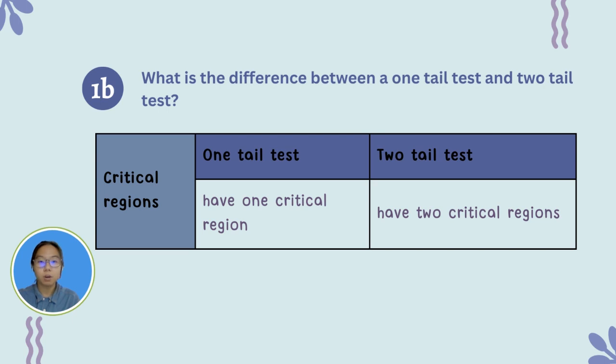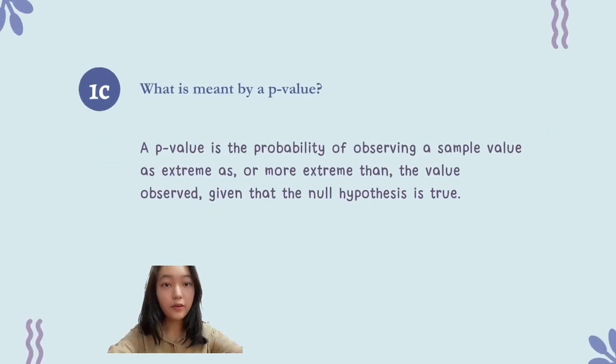Next, question 1b asks about what is the difference between a one-tailed test and a two-tailed test. A one-tailed test will only have one critical region, whereas a two-tailed test will have two critical regions. A p-value is the probability of observing a sample value as extreme as or more extreme than the value observed, given that the null hypothesis is true.